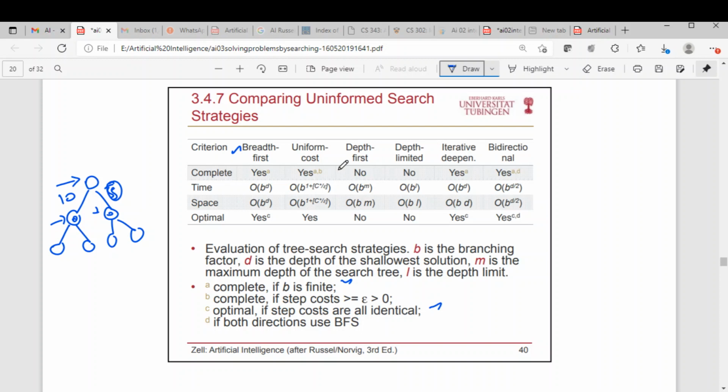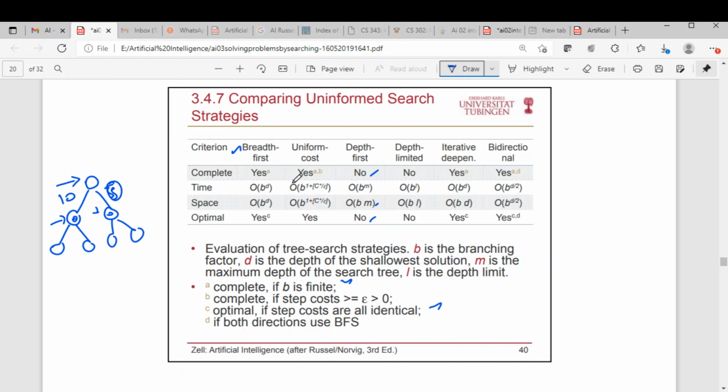Depth first search, is it complete? No, it's not complete. Is it optimal? No, it's not optimal. What is the time complexity? Order of b to the power m. It's not order of b to the power d, please mind it. It is order of b to the power m. m represents the maximum depth of the tree. Space complexity is order of bm.